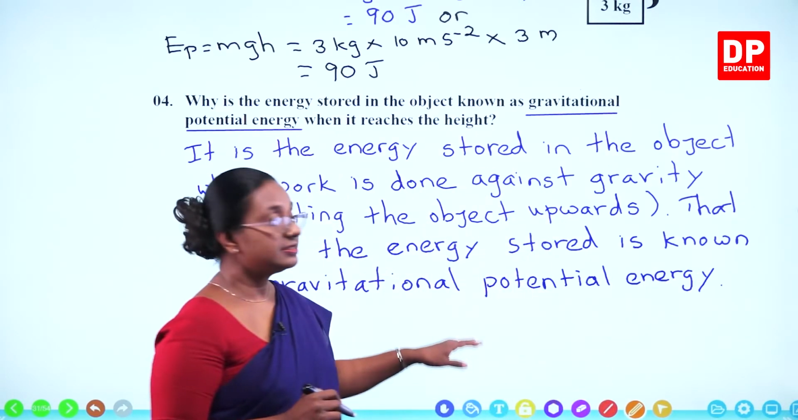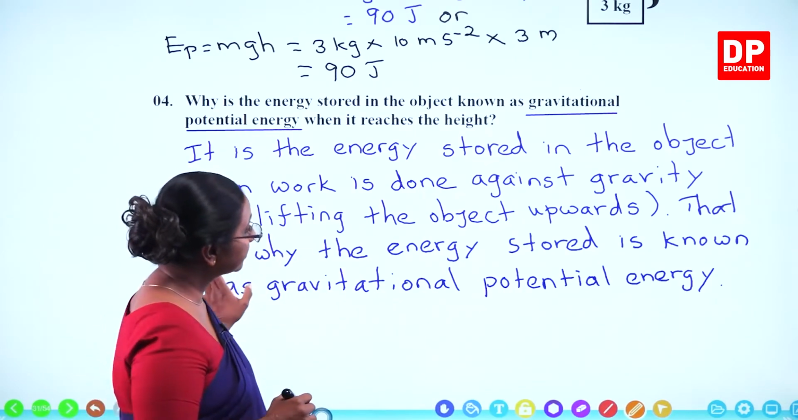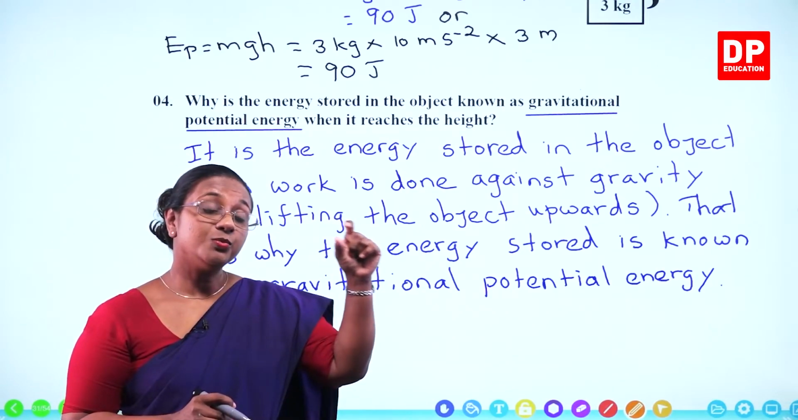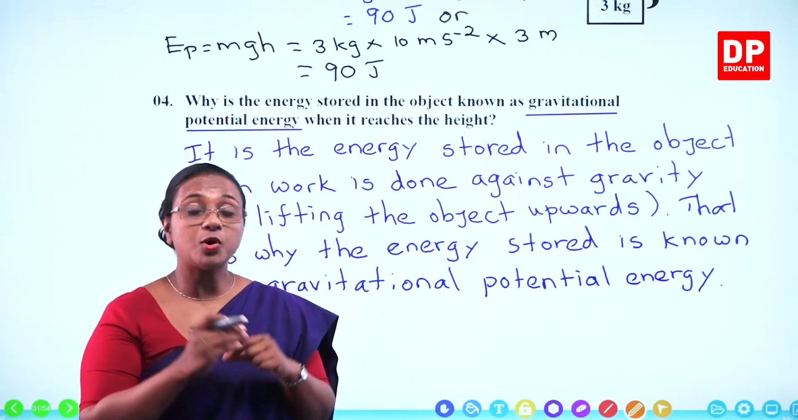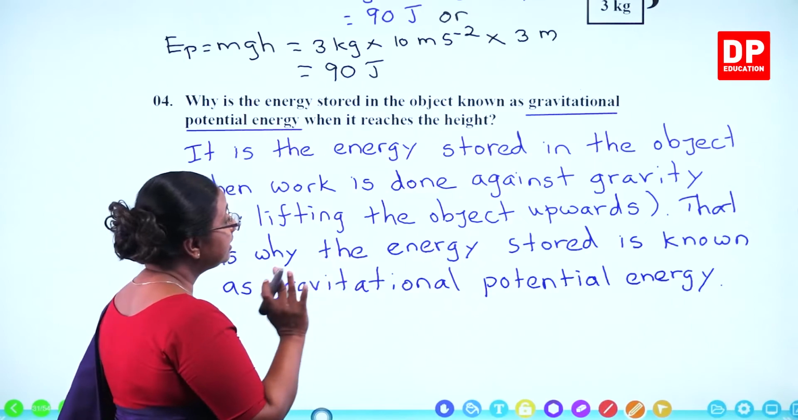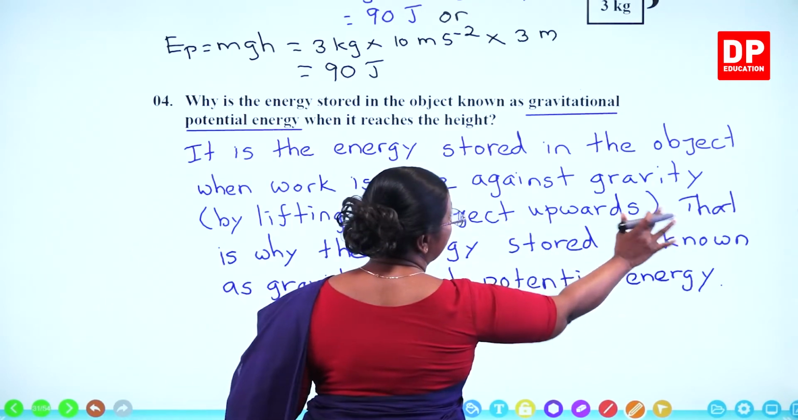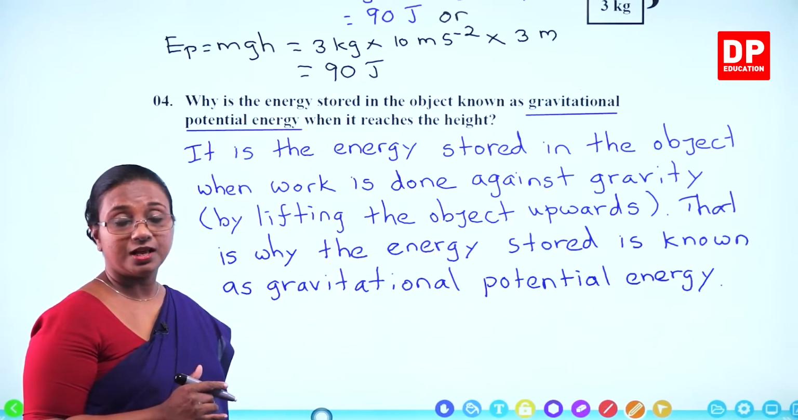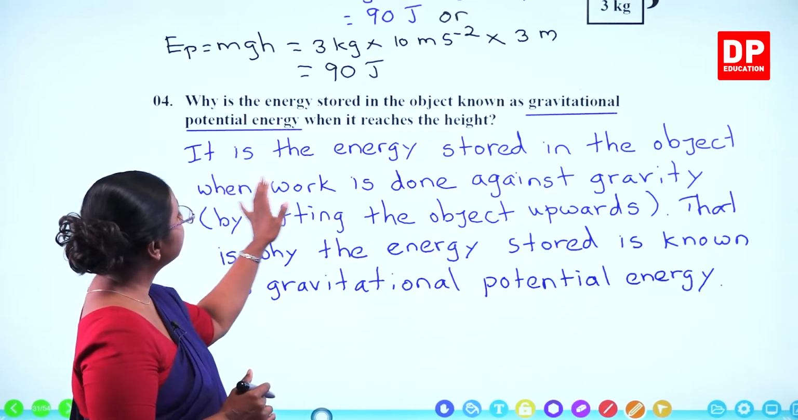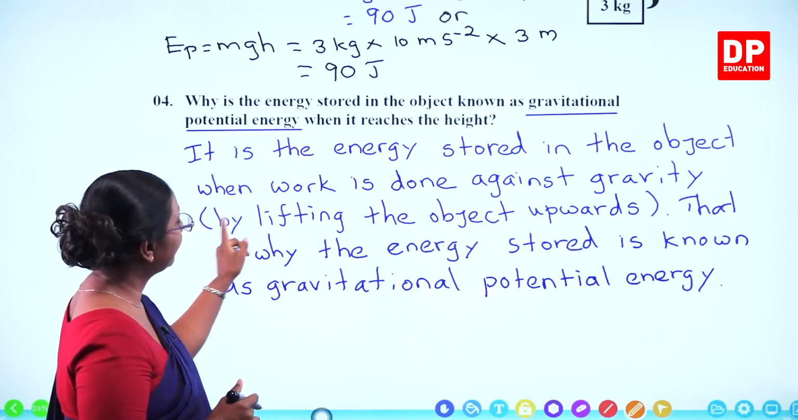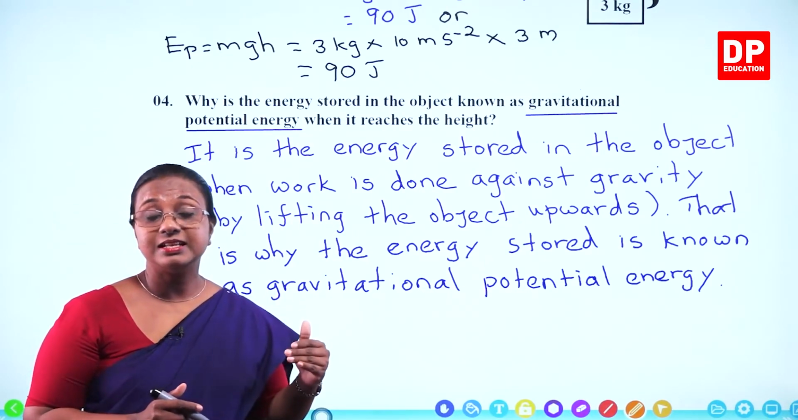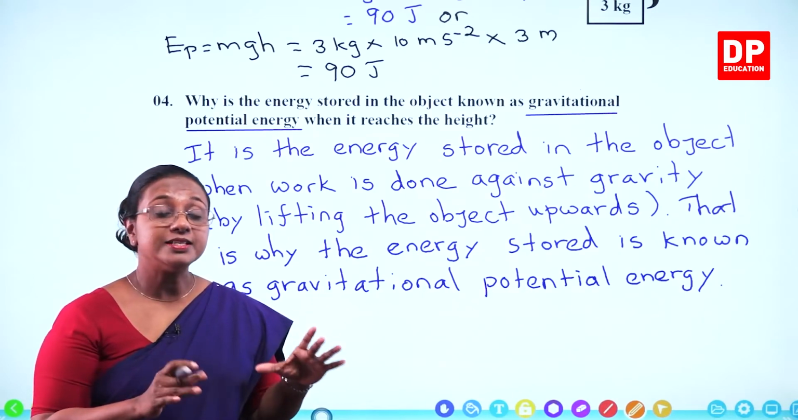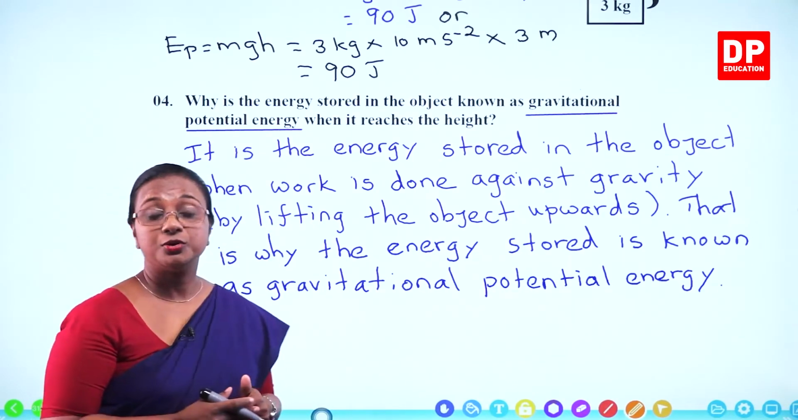So here students, this is a complete answer, that is a complete paragraph. But when you are going to answer a question within a short space, within a small space given to you, it is perfectly fine if you stop at this point. You don't even have to say by lifting the object upwards. If you simply say it is the energy stored in the object when work is done against gravity, that gives all the required information. That is the most important part of this question.